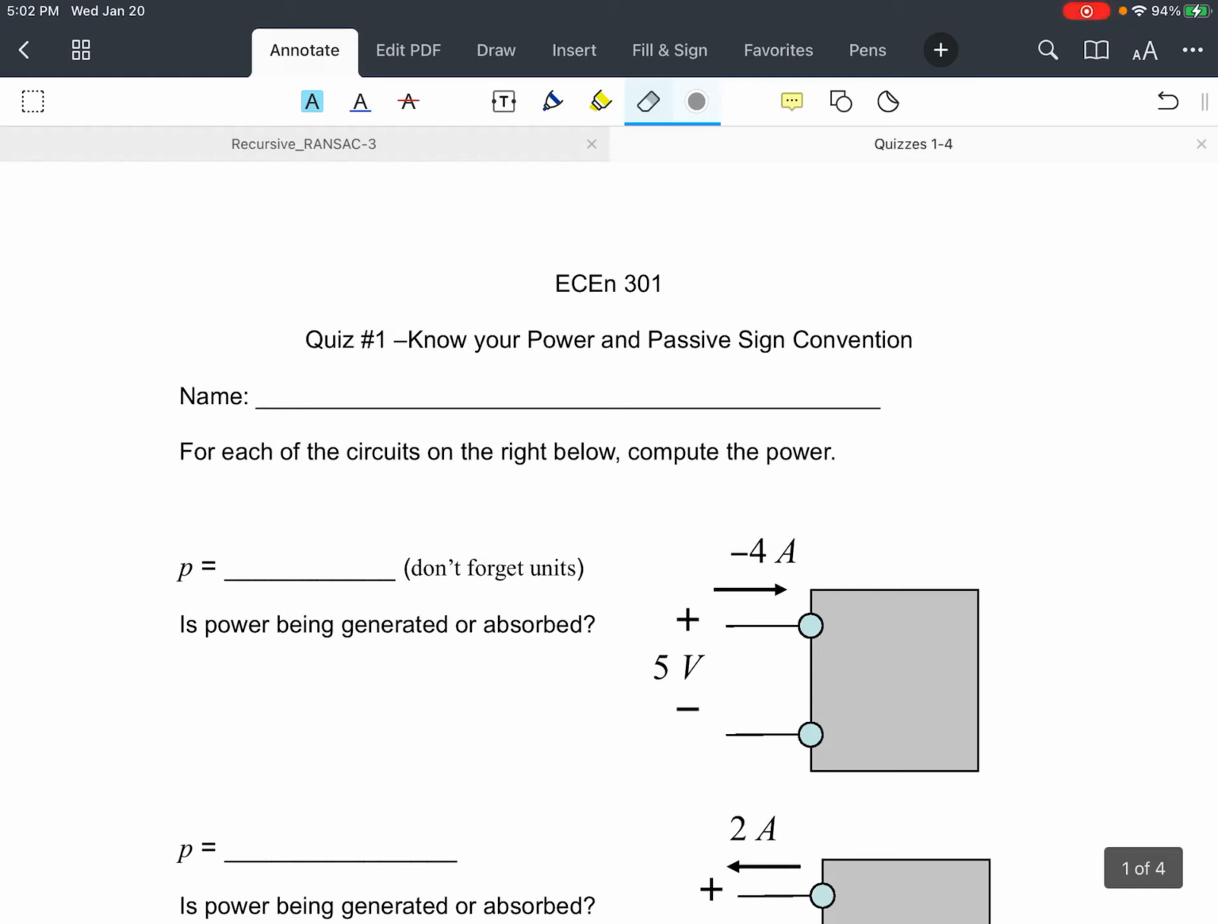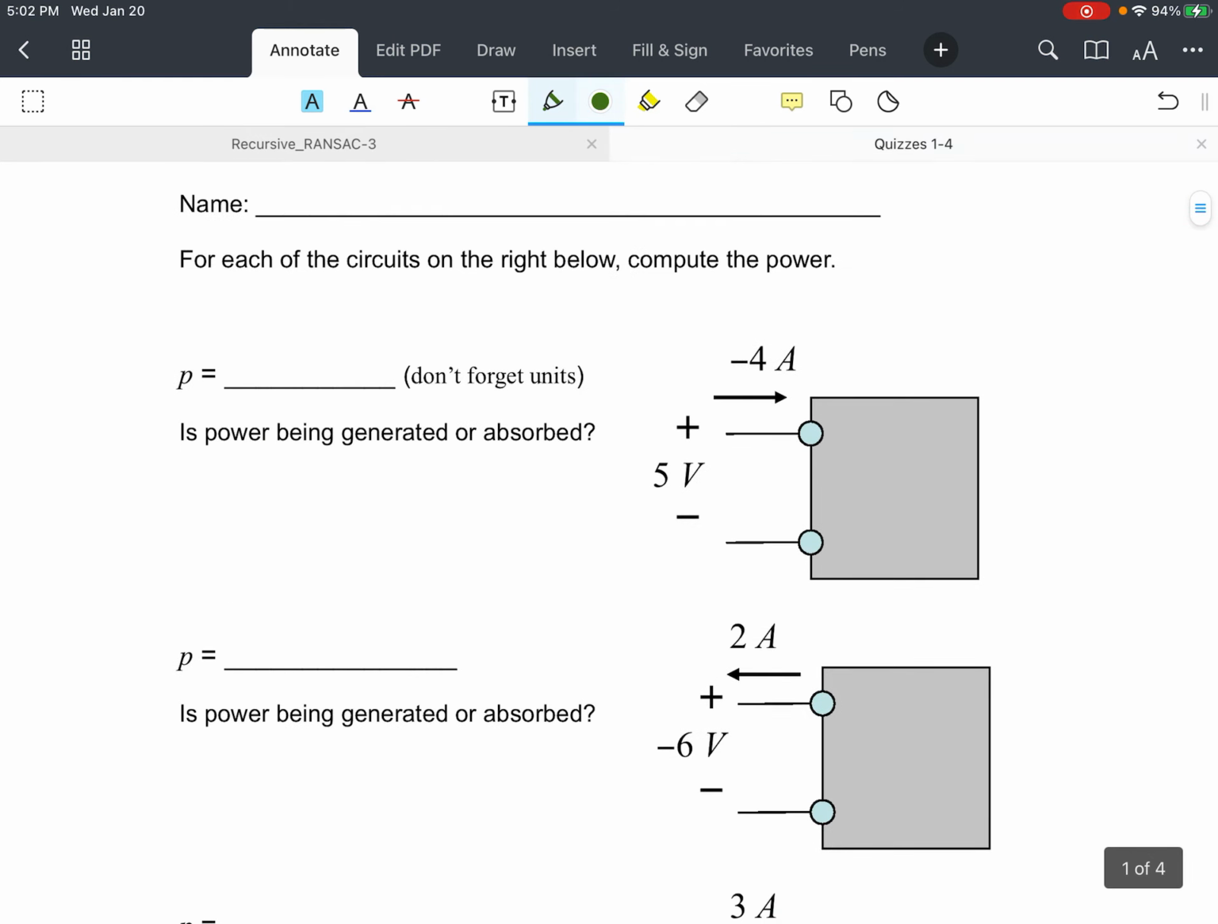Okay, these are solutions to the first quizzes. Hopefully this is helpful to you. All right, for each of the circuits on the right, compute the power.